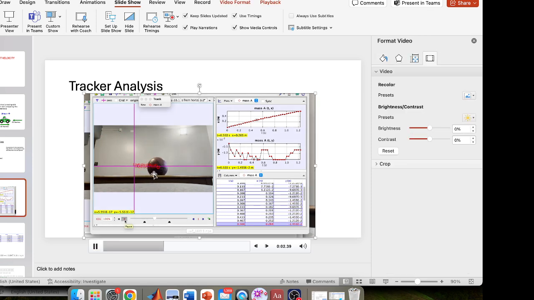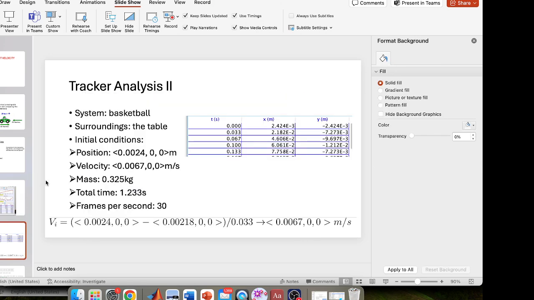This is my Tracker analysis. As you can see, I put an origin and a center point mass on the ball, and Tracker tracked all of the coordinates and plotted a graph with a positive slope. The system was the ball and the surroundings were the table. Here are some initial conditions according to the screenshot of Tracker.